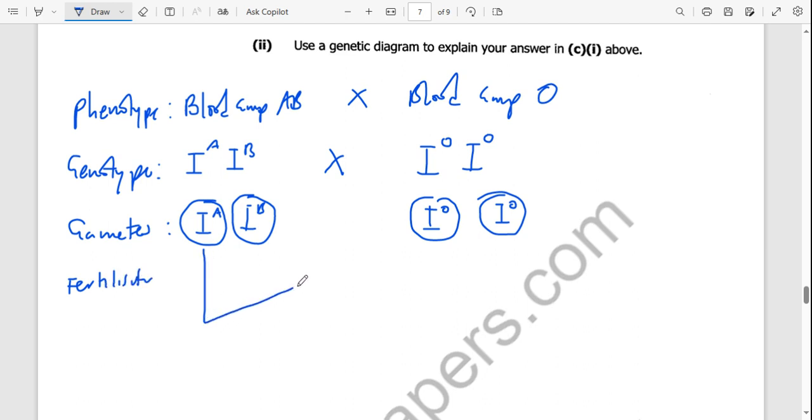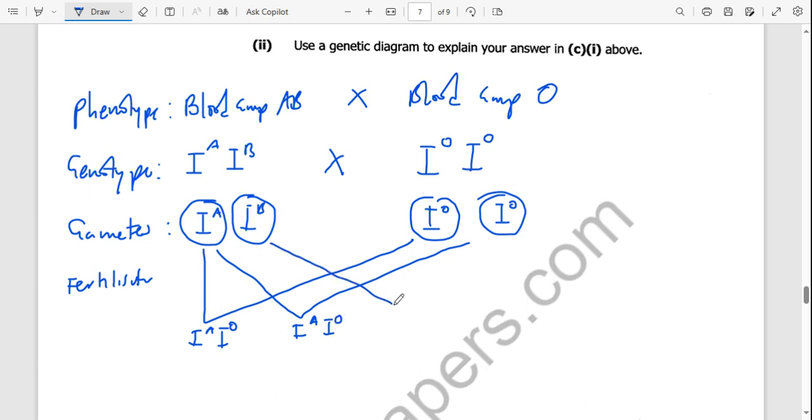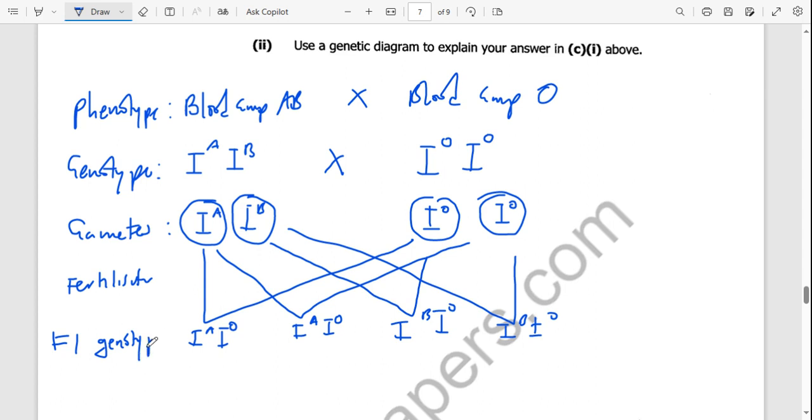So this can go with this, that is going to be I, A, I, O. This can go with this, that is going to be I, A, I, O. This can go with this, that is going to be I, B, I, O. This can be with this, that is going to be I, B, I, O. So this is called the F1 genotype. And then we can also have the F1 phenotype.